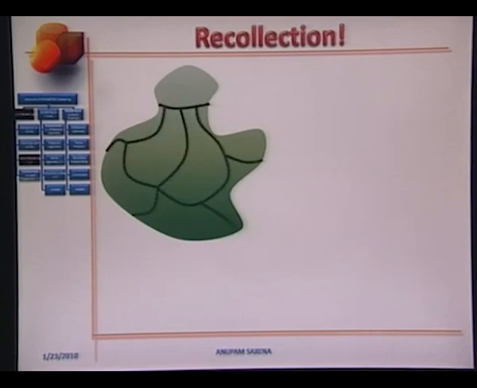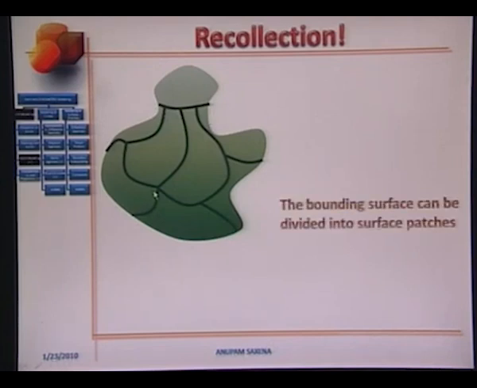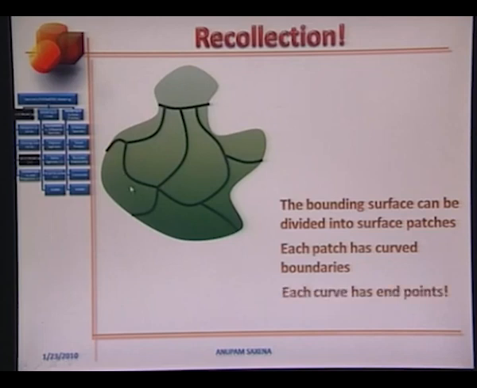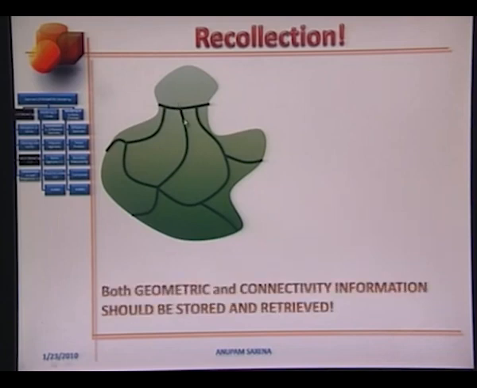In a sense, a simple closed orientable surface can be discretized into surface patches. In other words, the bounding surface can be divided into different surface patches. Each patch has curved boundaries, and each curve has endpoints. While representing any solid in a solid modeler, both geometric and connectivity information should be stored and retrieved at any time.